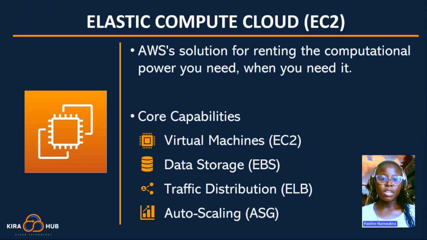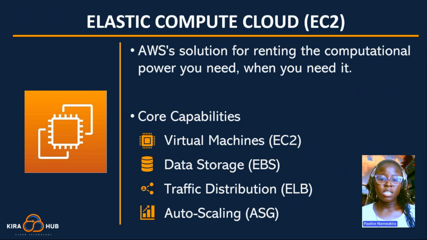So we'll get started with Elastic Compute Cloud, EC2. This is one of the most crucial and widely used services within AWS. Now think of it as AWS's solution of renting the compute power that you need as and when you need it. And what are some of the core capabilities of EC2? So we get virtual machines whereby we are able to rent servers on demand. And this is just like leasing a powerful computer over the internet that you can configure for different workloads.